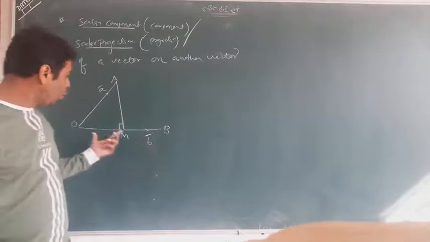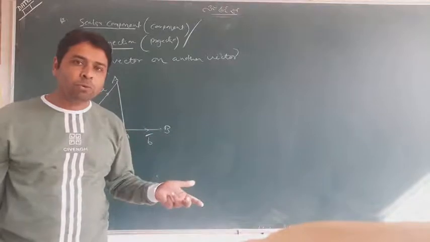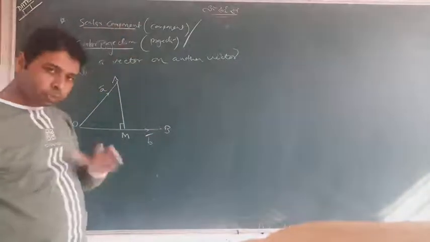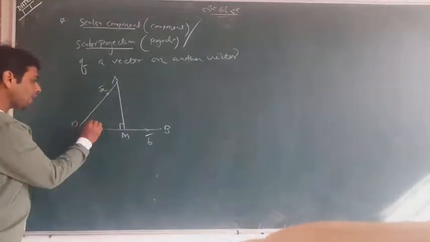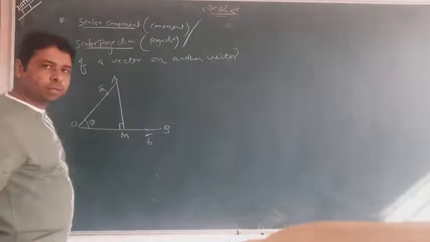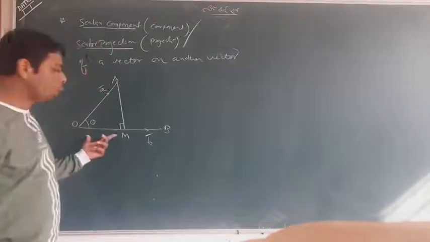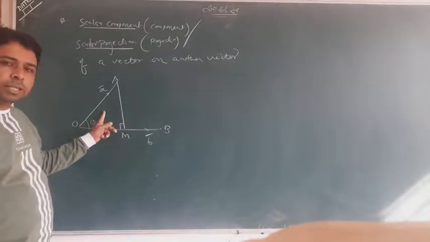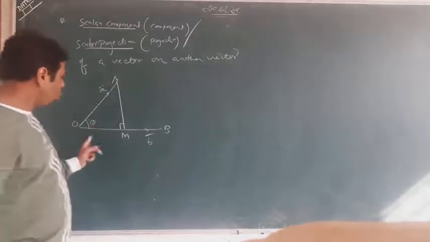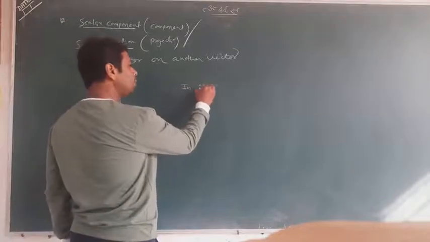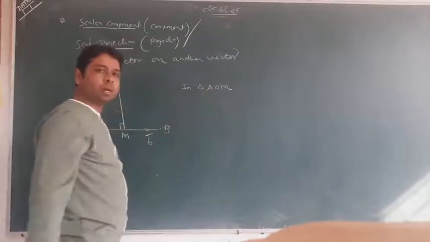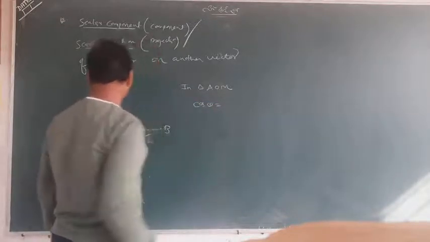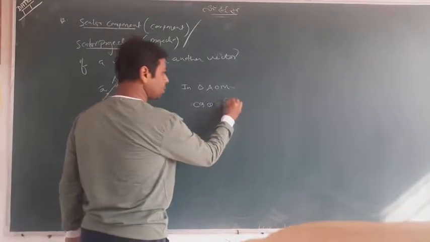Let me say that this OM will be a scalar value, not a vector, a scalar value. That's why it is called a scalar component. How can we find it? Suppose the angle between A and B is theta. Now we want to find OM. We have a very simple concept. Let me explain. I will use cos theta in the triangle AOM. In triangle AOM, we have cos theta is equal to base upon hypotenuse.